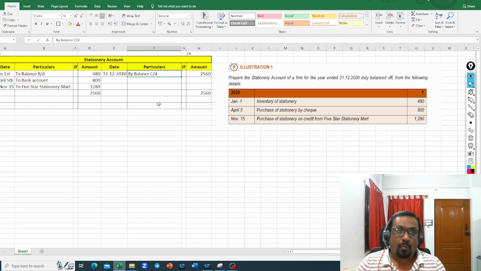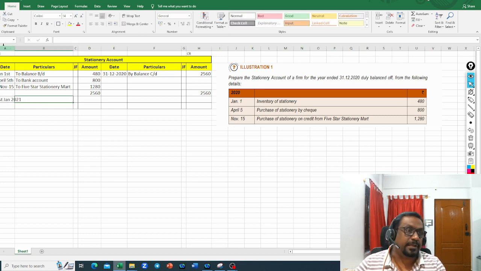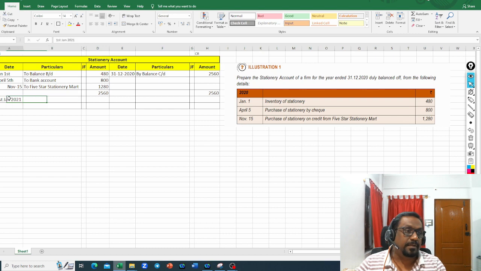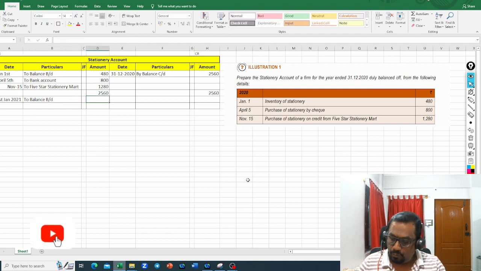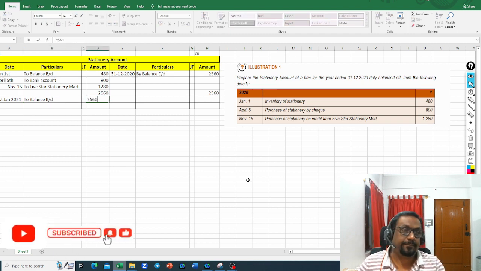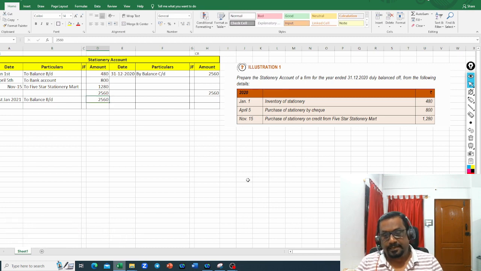Once this is done, we bring down this balance to the next period. What is the next period? 1st January. What we need to do? 1st January 2021 will be my next period. Let me extend this column. 1st January 2021 will be the next period. Here what I am supposed to do? To balance brought down. How much I need to put? 2560. So this is how we need to prepare the account.